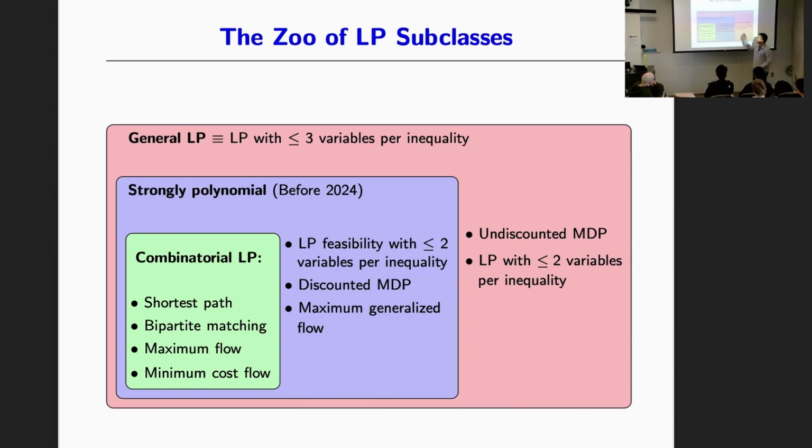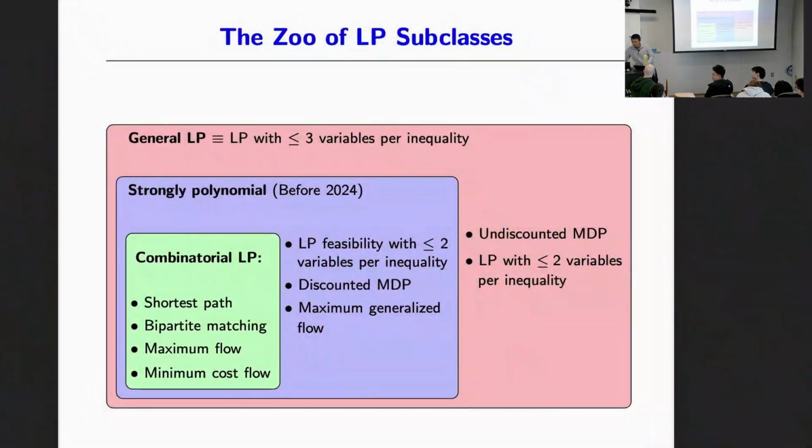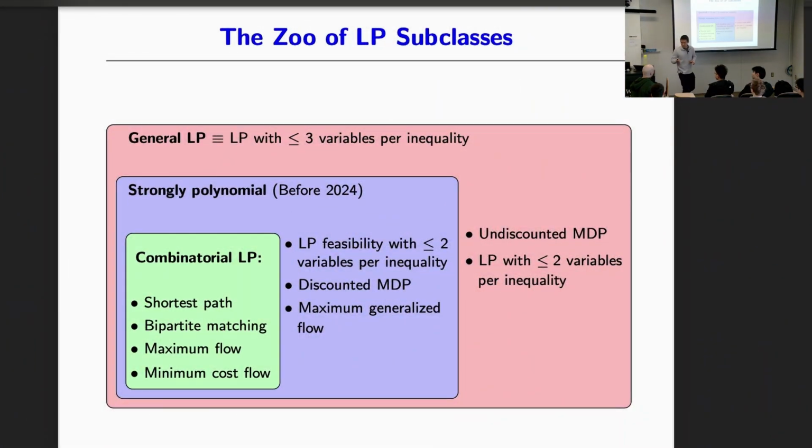I should remark that any LP can be strongly polynomially reduced to one with at most 3 variables per inequality. So if you restrict to at most 3 variables per inequality, this essentially captures all LPs.